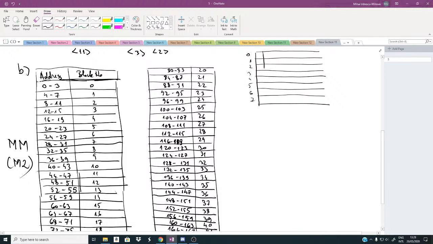You have the valid, the tag, and the data. Okay, valid, tag, data.